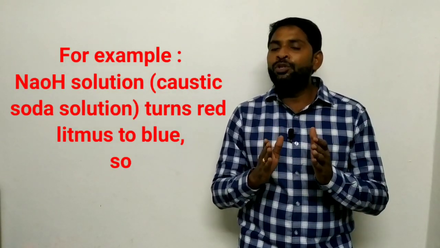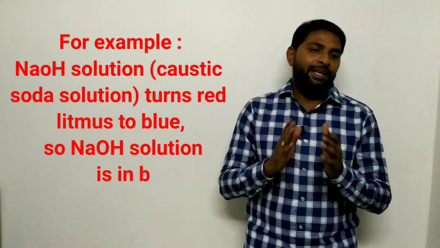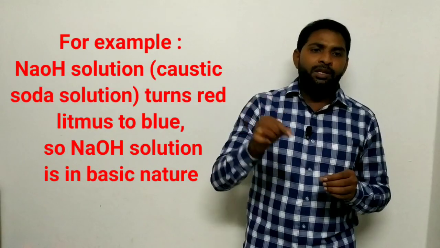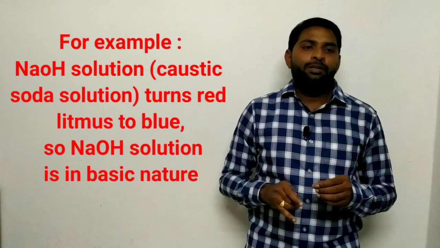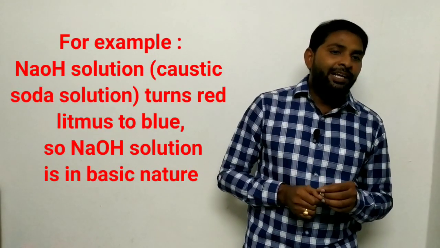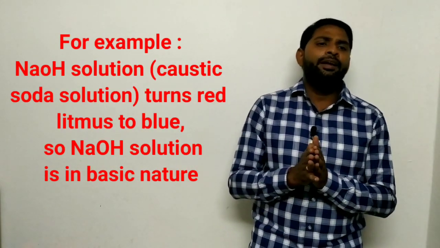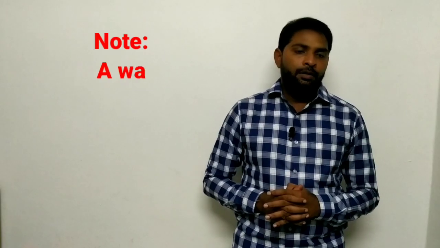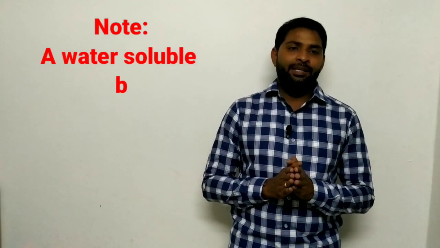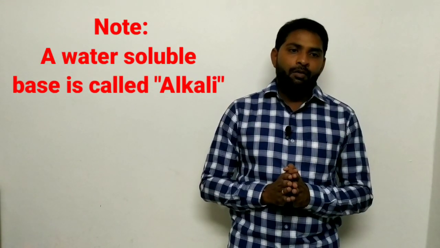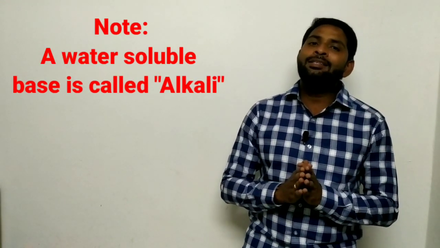Sodium hydroxide solution is basic in nature. That means if you dip the red litmus in the sodium hydroxide solution, that solution turns the red litmus to blue. That means sodium hydroxide solution is a base, which means it has basic nature. So please note that a water soluble base is called alkali. Water soluble base is generally called alkali.